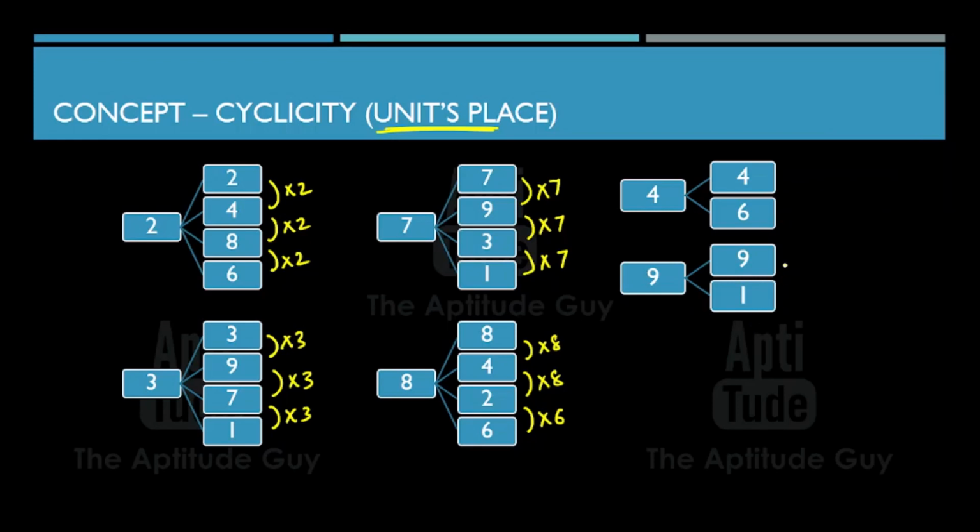Same thing with 9. 9 nines are 81. Then 9 ones are 9. Then 9 nines are 81. 9 ones are 9. 9 nines are 81. 9 ones are 9, and it keeps alternating.